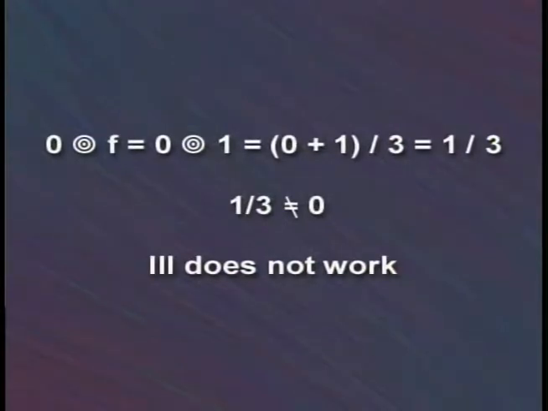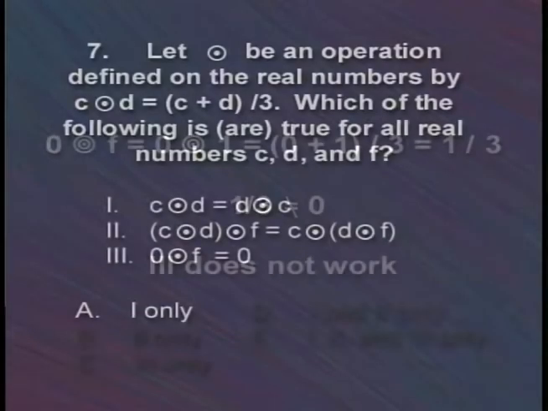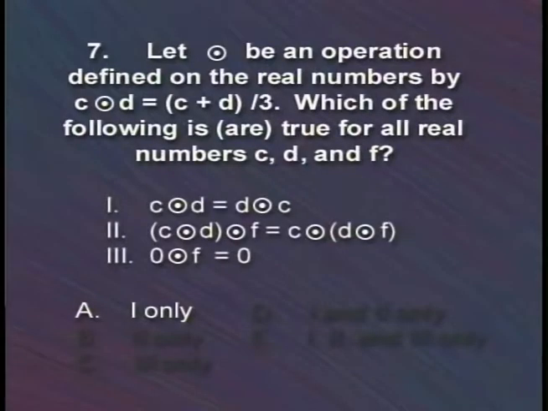0 circle dot F equals 0 circle dot 1. This equals 0 plus 1 divided by 3, or 1/3. Now, 1/3 does not equal 0. The only expression that is true for all real numbers is Roman numeral 1 only, or answer A.